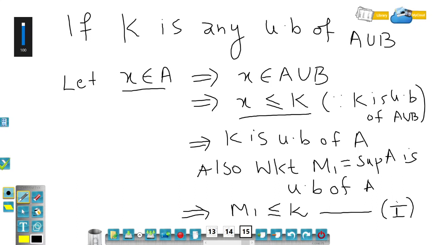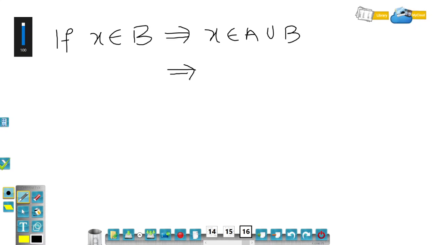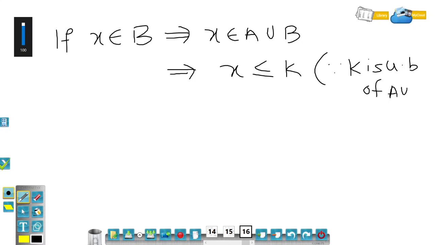Now if x belongs to A, then I got this. If x belongs to B, then again I can say that x belongs to A union B. That would imply x is less than or equal to k, since k is an upper bound of A union B. So this would imply k is an upper bound of B.